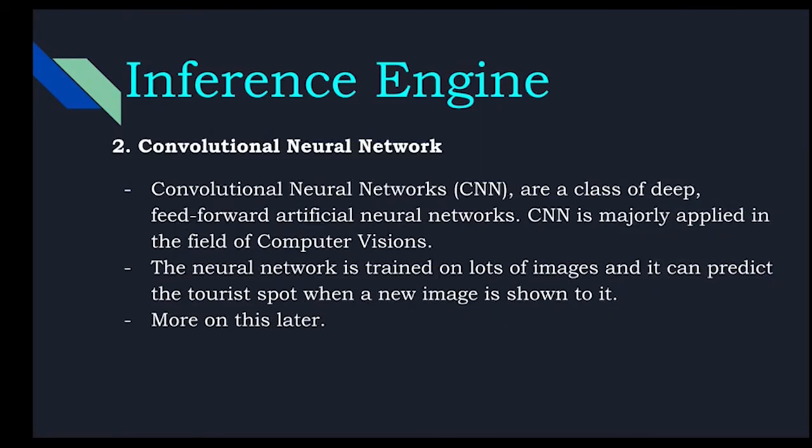Convolutional neural network is a special kind of neural network used to predict images. It is used in fields such as computer vision. A convolutional neural network is trained on a lot of images of tourist spots. A user can take a picture of a place using his phone camera and know the place that he is currently visiting.